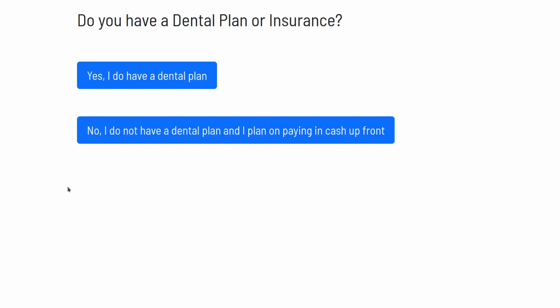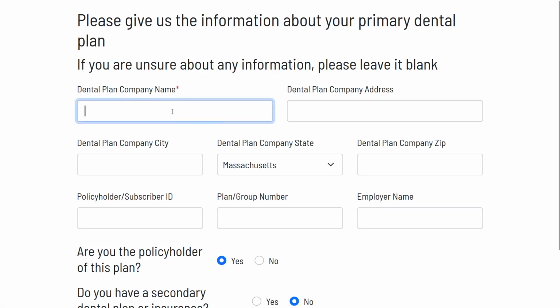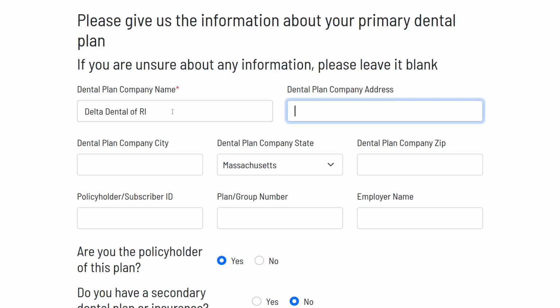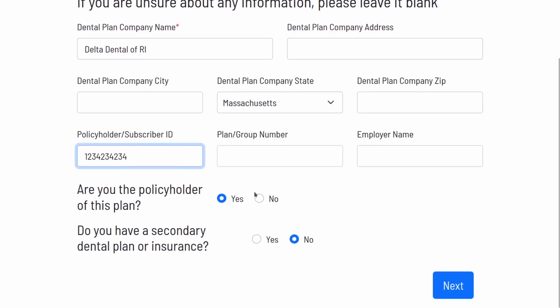And then you can actually also preemptively get information about their dental plan. So they can say yes, and then they can put in something like Delta Dental, and then something about their subscriber number, and then even information about their secondary if they have one.